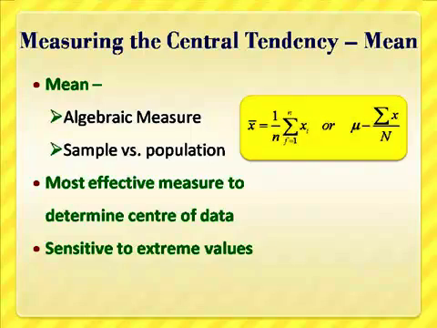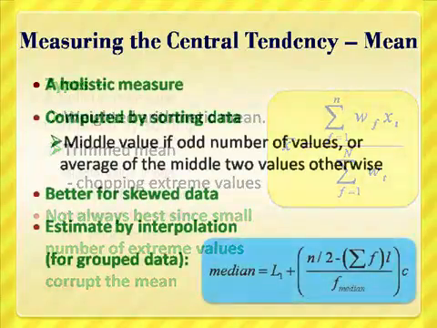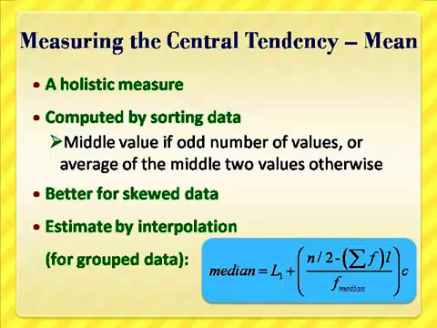For example, the average score of a class in an exam could be pulled down quite a bit by a few very low scores. To offset this effect, we remove high and low values of the data and compute mean values, but here we should avoid trimming a large portion of the data. The second category of measure is a median, which is a holistic measure.